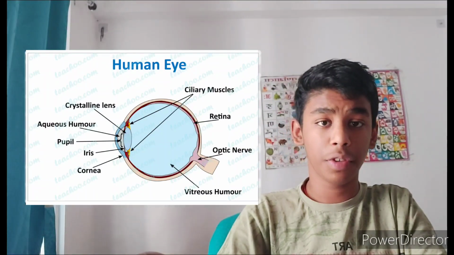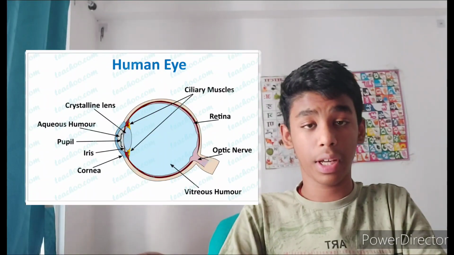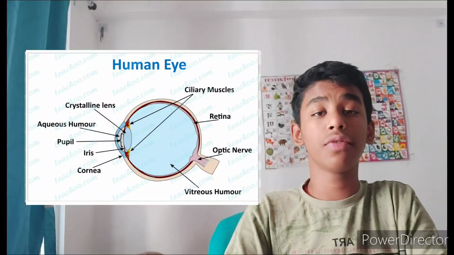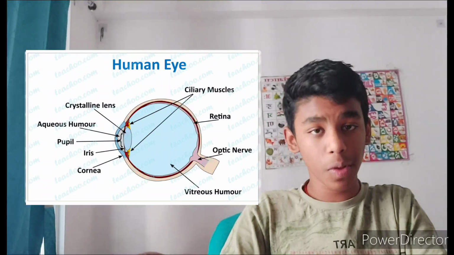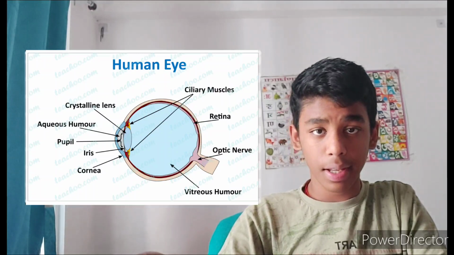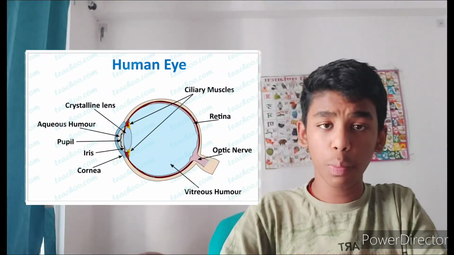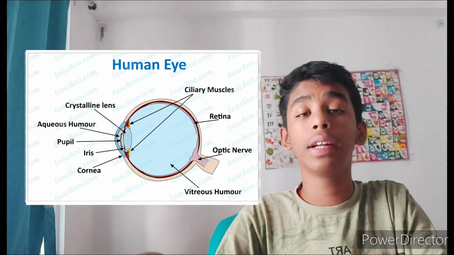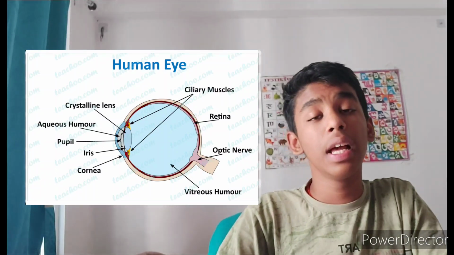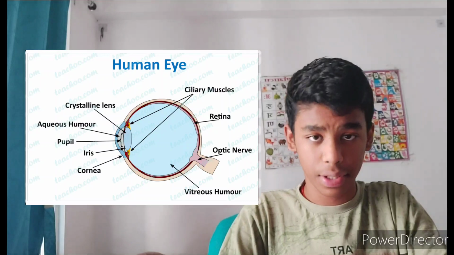The first part of the eye is called the cornea. The cornea protects our eyes from all the different types of dust particles. It is transparent. The second part is the pupil. The pupil controls the amount of light entering the eye, and the pupil is controlled by the iris.